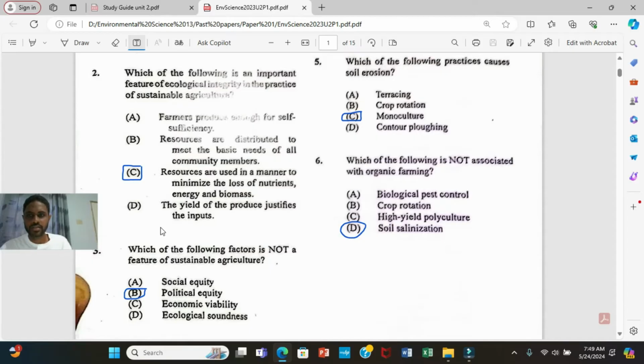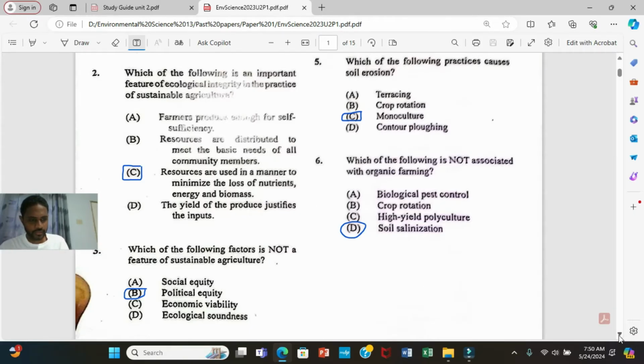Now guys, ecological integrity is speaking about the ecosystem. So for example, A is speaking about the economic aspect of the farmers. B is still speaking about the individuals, the social integrity. D, the yield of the produce justifies the inputs. Of course, this is talking about the economy of the individuals as well. This C is the correct answer. It speaks about the environment.